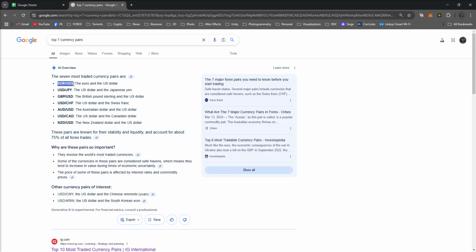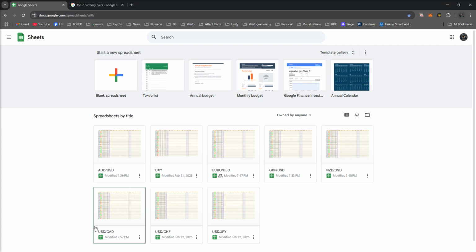You've got the Euro USD, Japanese yen, Great British Pound, US dollar, Swiss franc, the Aussie dollar, Australian dollar versus US dollar, Canadian dollar, and New Zealand dollar, US dollar. These are the top seven most traded currency pairs for the foreign exchange market. So I've got data for each of those here. Right now, I want to show you the USD Swiss franc.